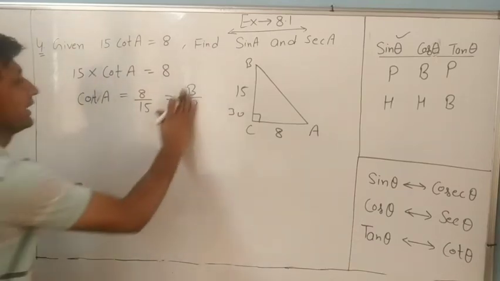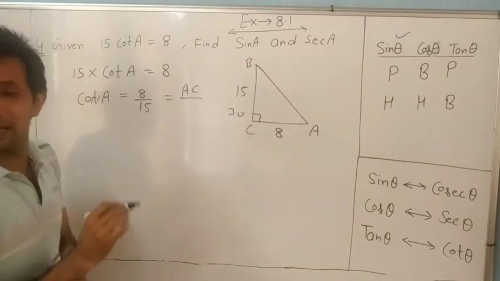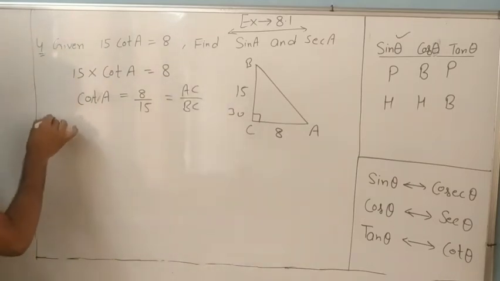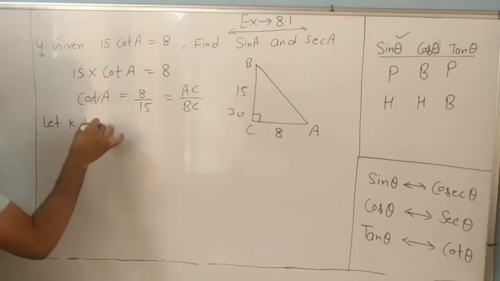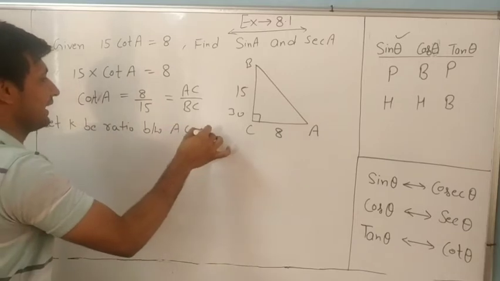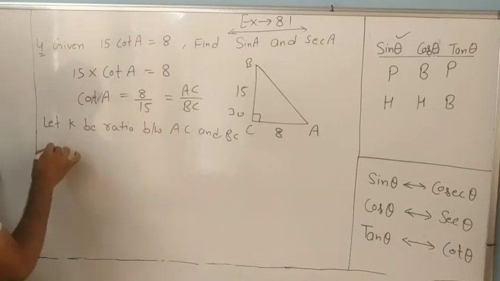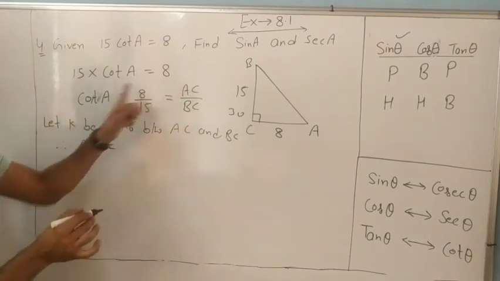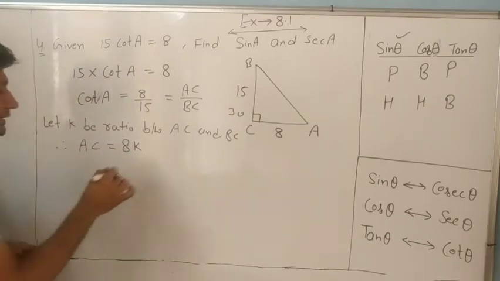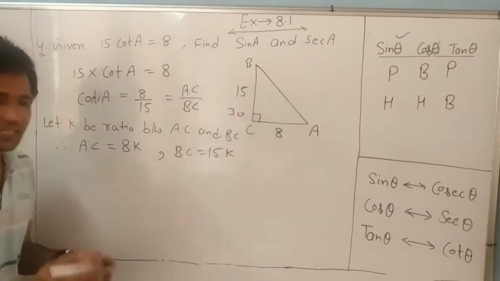So 8 means AC divided by BC. Let k be the ratio between AC and BC. Understand? Therefore AC is 8 into k, 8k. Same as it is, BC is 15k. Understand or not? It's very simple.